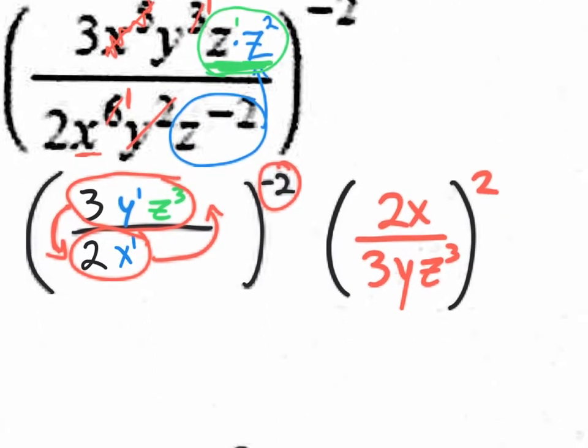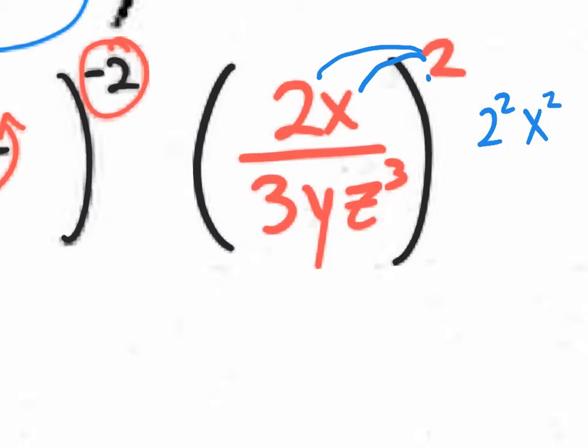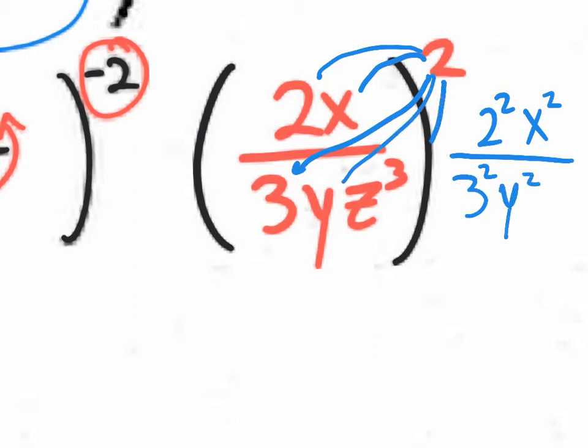So let me zoom in here. And if I take that 2 and put it on the 2, I will have a 2 squared. If I take the 2 and put it on the x, I will have an x squared. If I take the 2 and put it on the 3, that'll be a 3 squared. And if I take the 2 and put it on the y, that'll be a y squared. If I take the 2 and put it on the z to the third, that'll be a z to the what? 6th, because you multiply the power to a power.